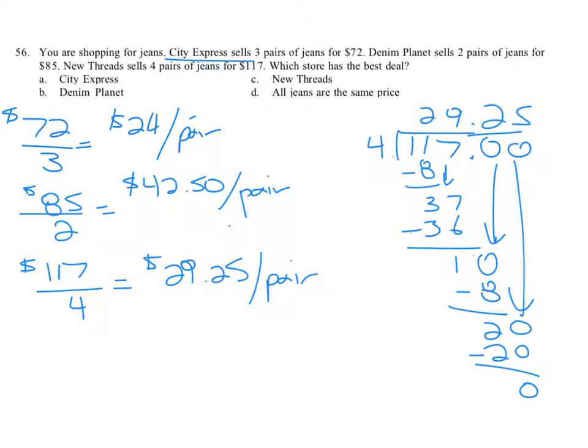So, which had the best deal? Well, whatever makes the cheapest jeans. And it appears as though that first one, at $24 a pair, that's the best deal. And which one was that? That was City Express, selling 3 pairs for $72 or $24 a pair. So, City Express, A. Done.